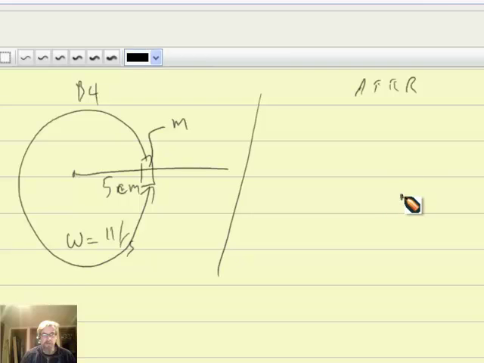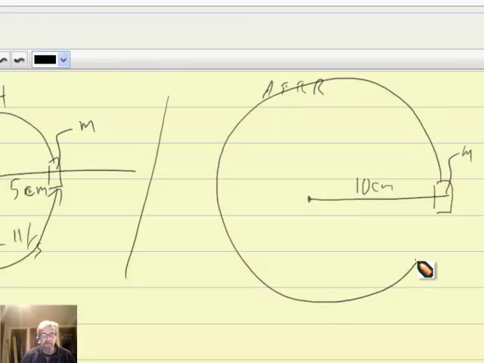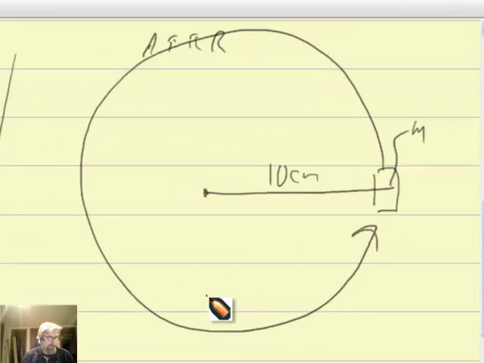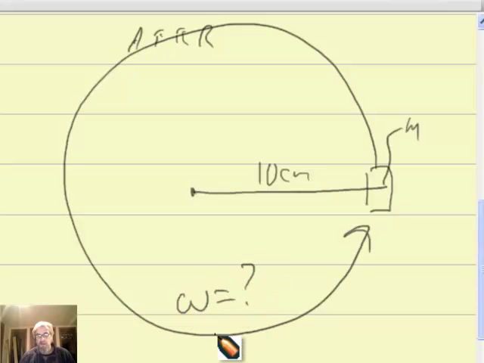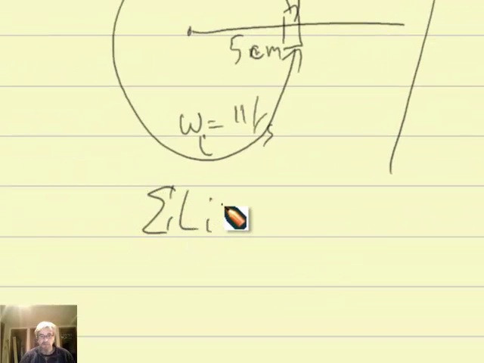After, well, the mass has slid farther out on the rod. It's still the same mass, whatever that is, m. Its radius is now 10 centimeters, and it's doing this bigger loop, which we would assume would be a lazier loop. Let's find out. That's our job, to find out what is omega. So let's call this final omega, as opposed to the 11 per second being initial omega. Well, conservation of angular momentum tells us this.